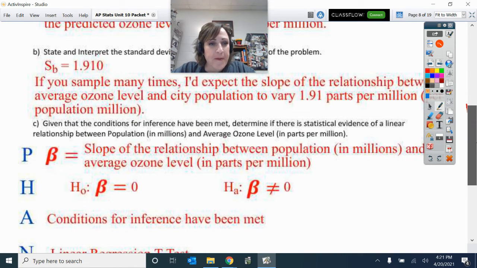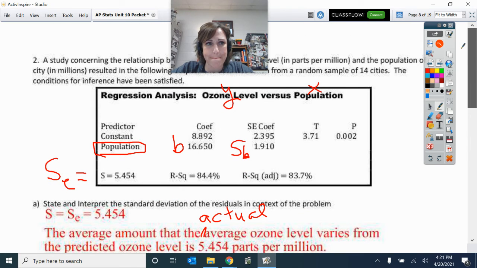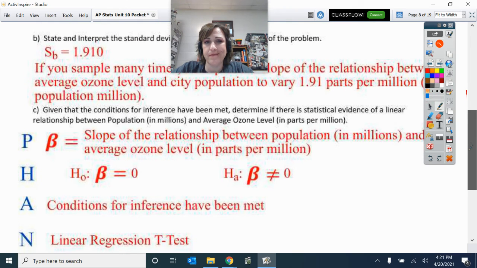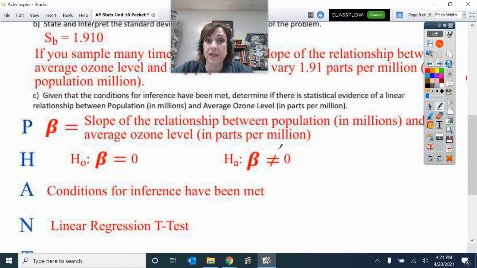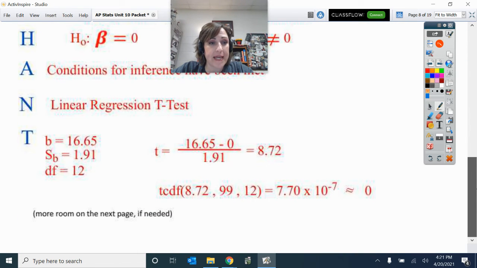All right, so given the conditions have been met, determine if there's evidence of a linear relationship. Beta is the slope of the relationship between those things. Null hypothesis, zero slope. Alternatively, it didn't say one way or the other. Just said, is there a linear relationship? Okay, so two-tailed. So this is going to be informative when we come down here and calculate the p-value. So let's pay attention here. Conditions for inference have been met.